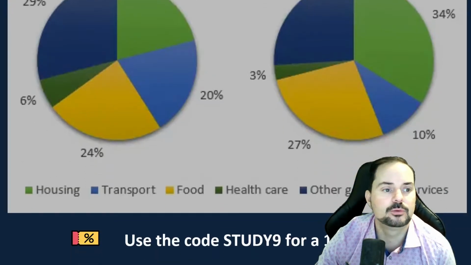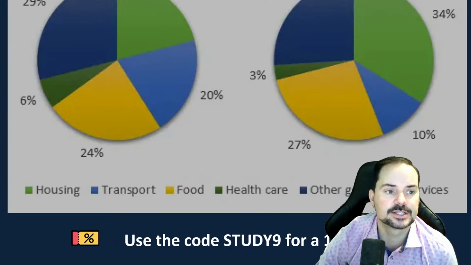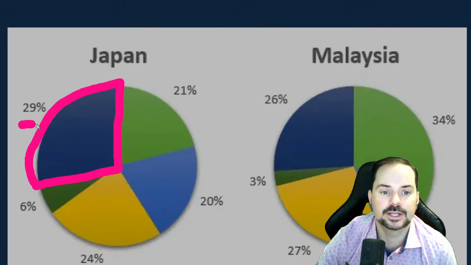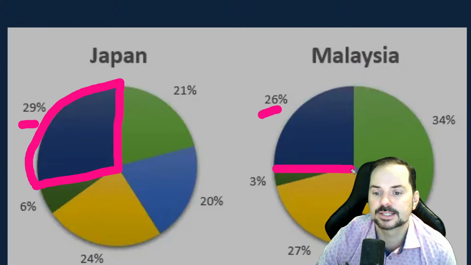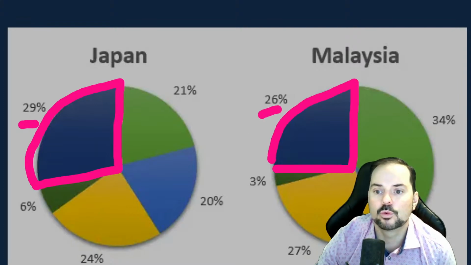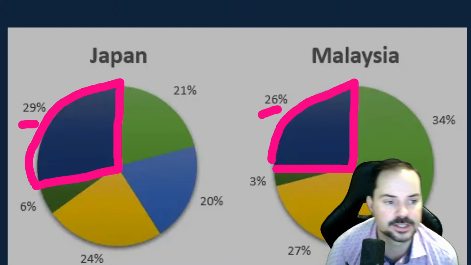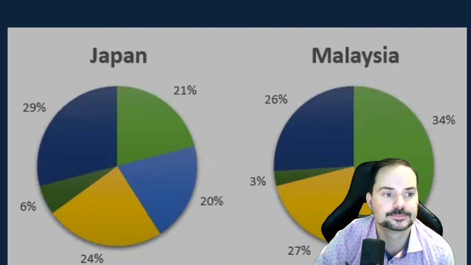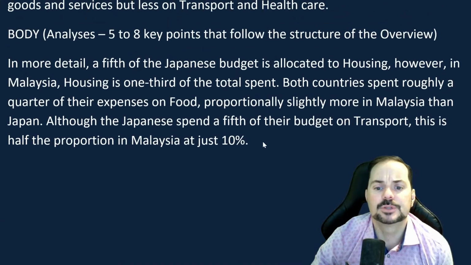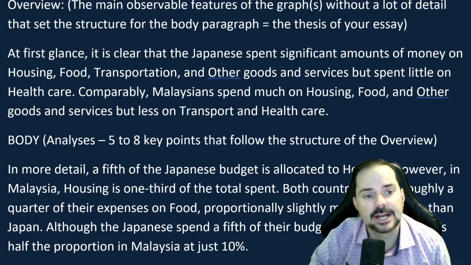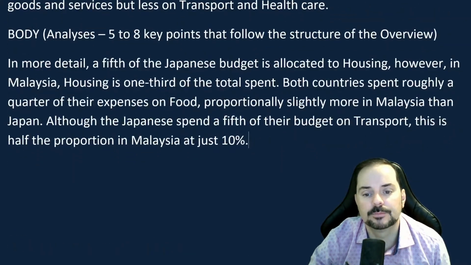Now we can move to point number 4, which is the other goods and services. Okay. So we've got our other goods and services, 29% for Japan, 26% for Malaysia. That's my 4th piece here. So here I go. Number 4. And again, step by step, why do I have this pattern? Because I had it in my overview.